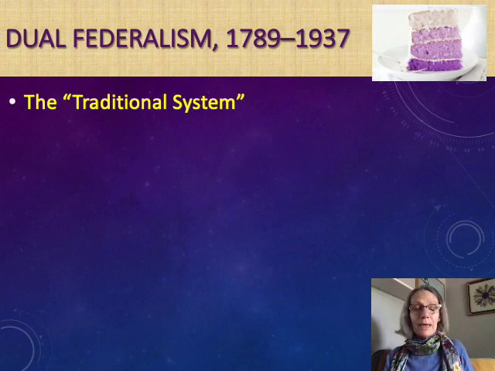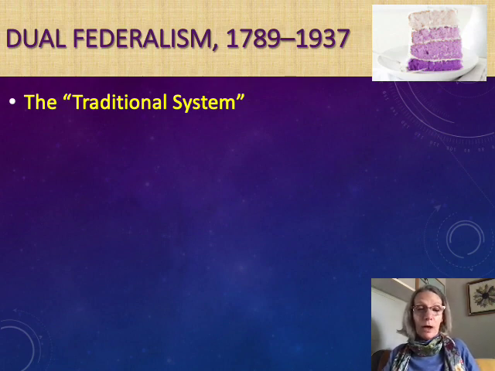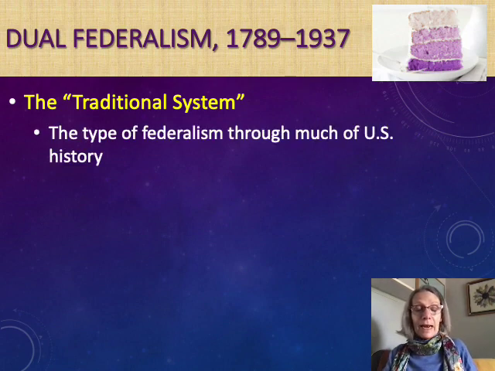It's sometimes referred to as the traditional system, because it's thought to be the way the framers traditionally thought about this separation of powers between the national government and the states' governments. It's the type of federalism that has lasted through much of United States history. From 1789 to 1937, that's nearly 150 years.